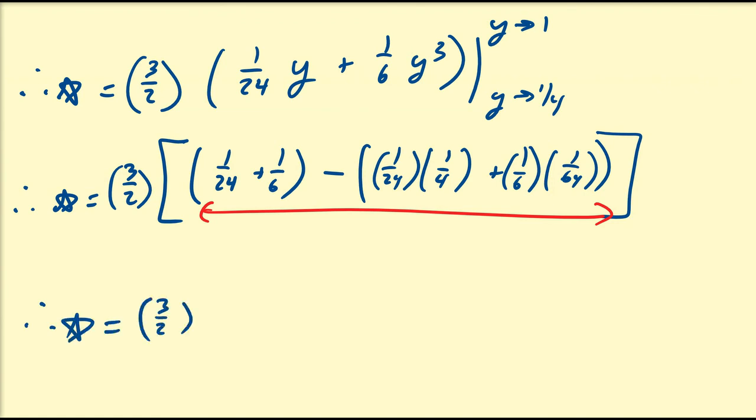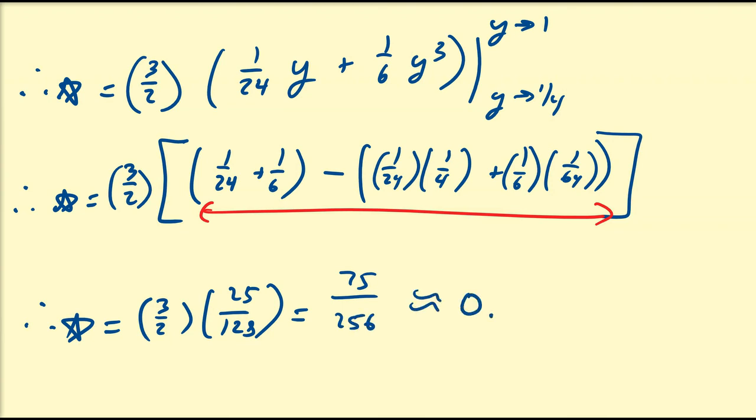So once you do all that fun math, you should get 25/128, which works out to 75/256, which is approximately equal to 0.293, or a 29.3% chance of that particular event occurring.